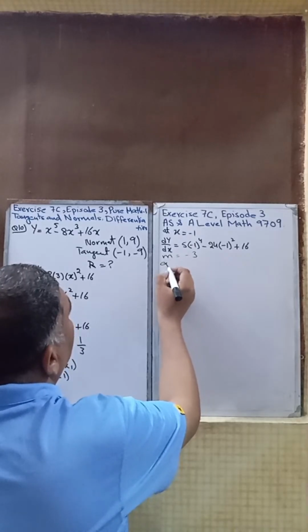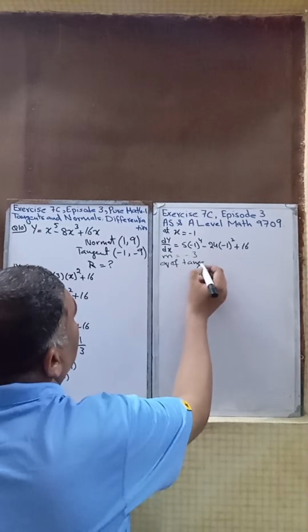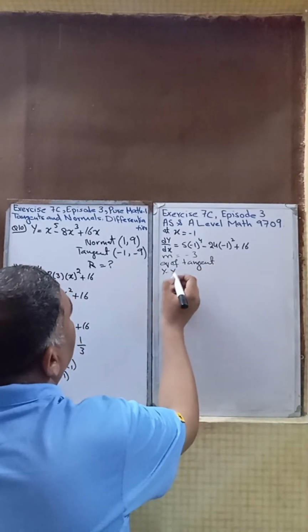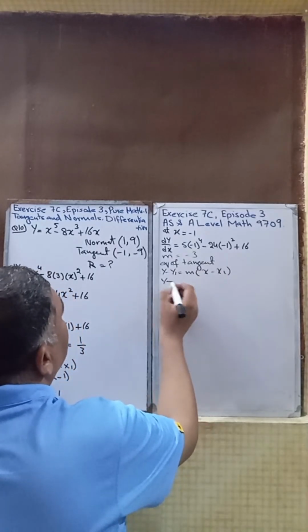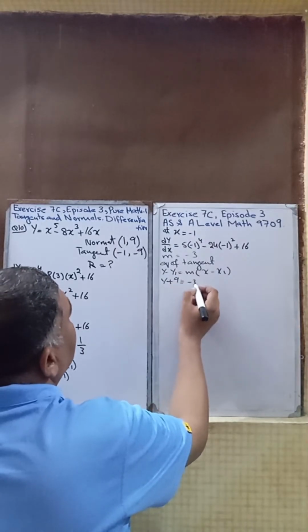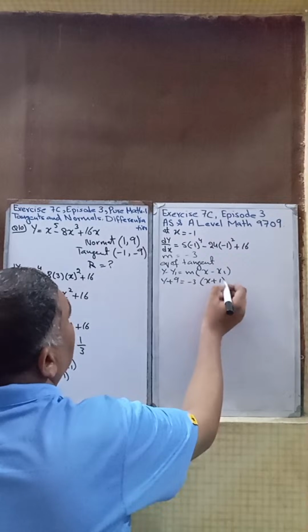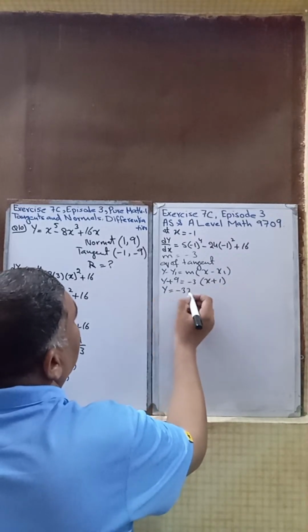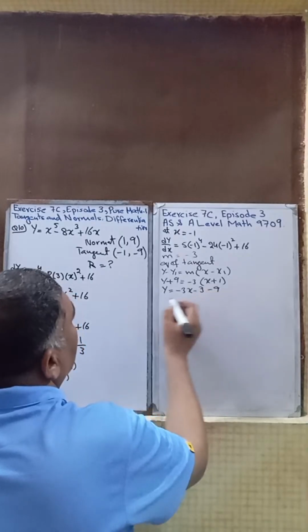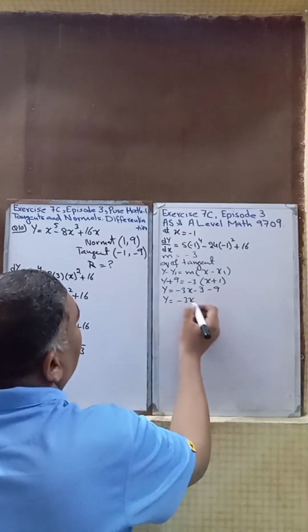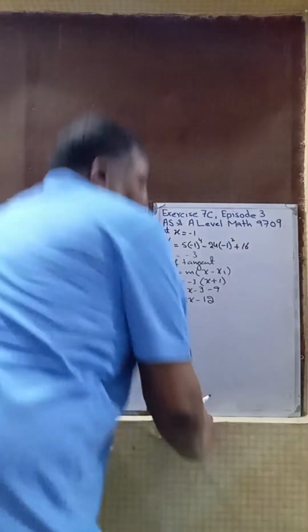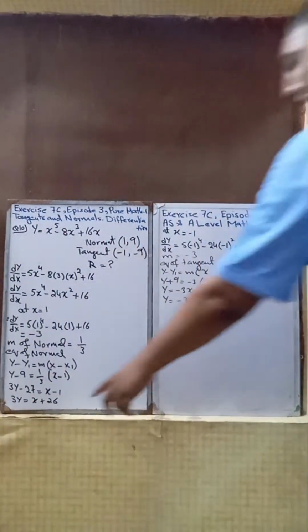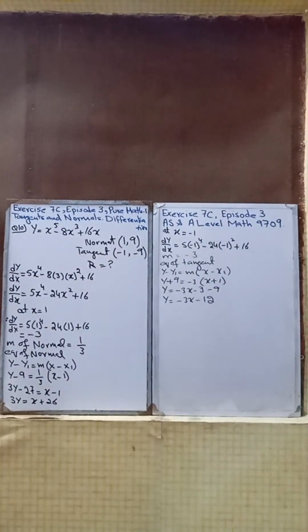So the equation of the tangent will be y minus y1 equals m bracket x minus x1. So y plus 9 equals minus 3 into x plus 1. So it becomes y equals minus 3x minus 3 minus 9. So y equals minus 3x minus 12. This is the equation of the tangent, and this is the equation of the normal. We want to find where the tangent and the normal intersect at the point R.